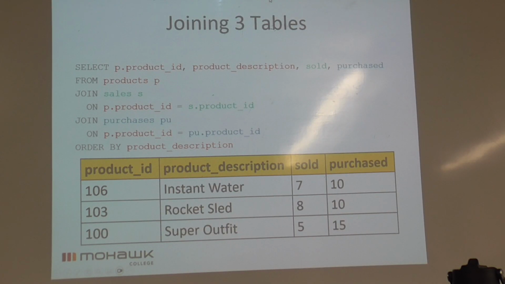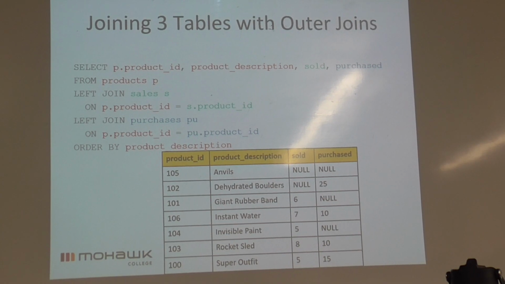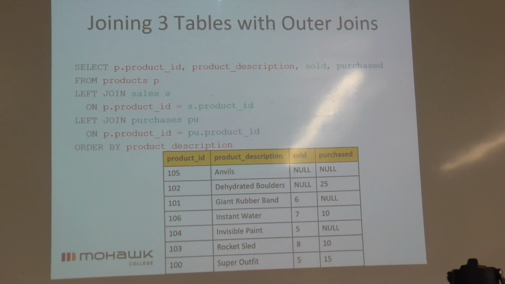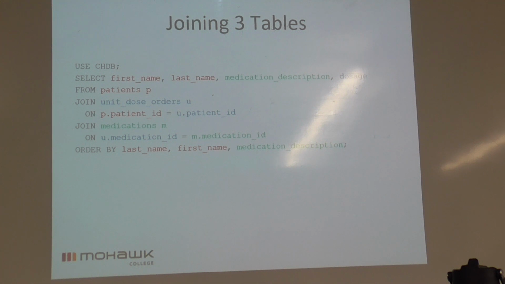Alright. You can join three tables by including multiple join statements. Any questions? You can do different types of joins on different types of tables. If you want to do left join, left join, left join, left join, you can get nulls all the way down if you want. Alright?